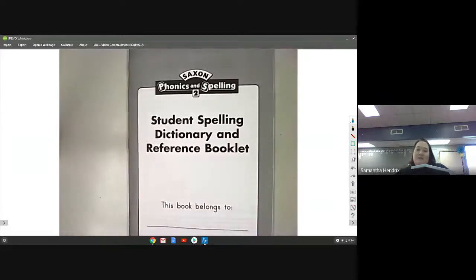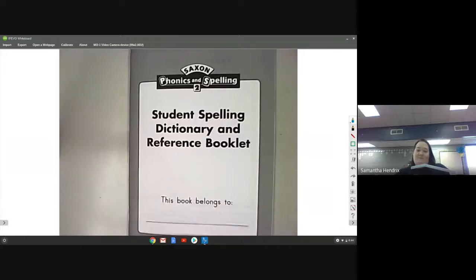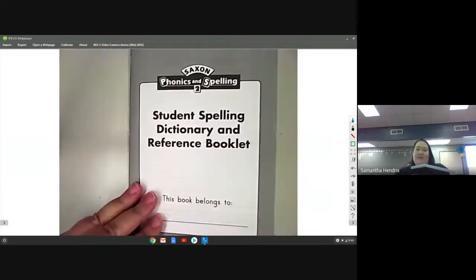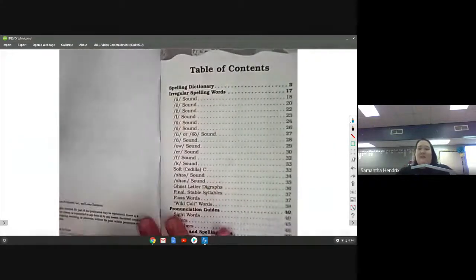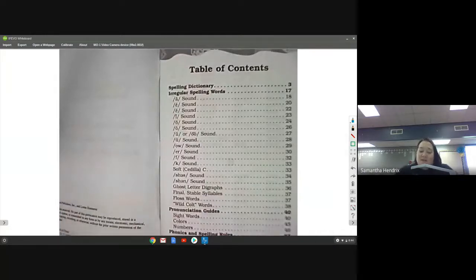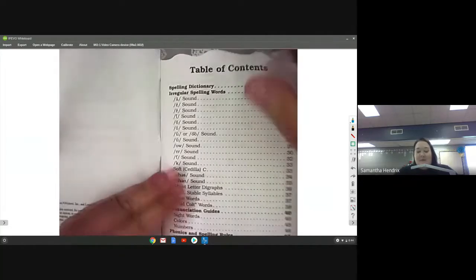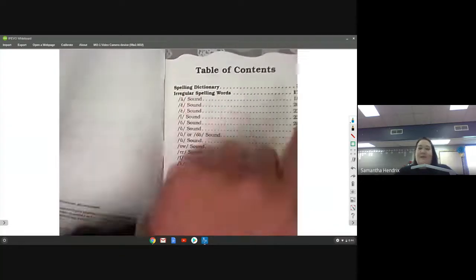Okay. So you should have received one of these. It has your name on it. Okay. Student spelling dictionary and reference booklet. Keep these handy. So let's look first at the table of contents. A table of contents tells us everything that's in a book and the page numbers that we can find it. Okay, so spelling dictionary is on page 3.